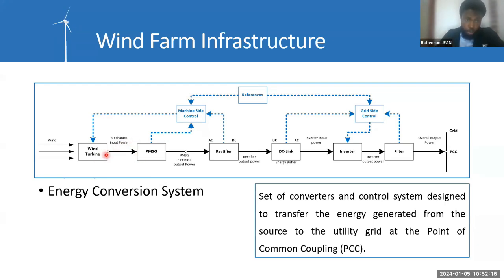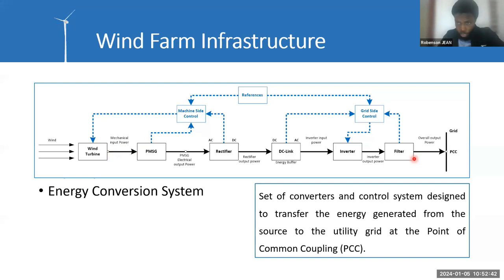So what happens? We have the wind turbine. Here we have mechanical power. We transform it with the generator into electrical energy. Once we transform it, we have alternating current, so we have to transform it into DC. In the DC zone, we will use the DC link as an energy buffer in order to protect both sides, the machine side and the grid side.